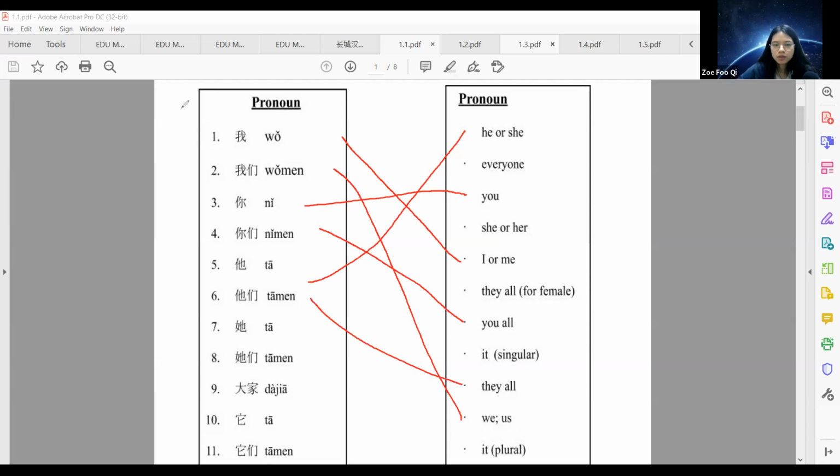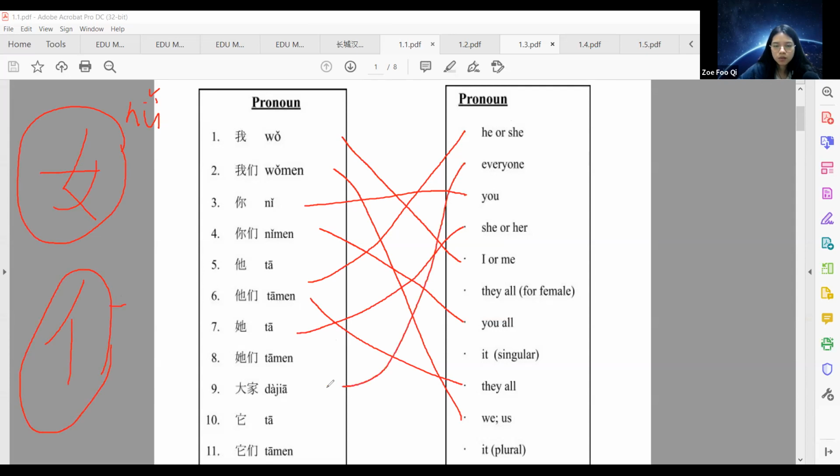This one is the girl. So this one you need to take note. This one is 女, so it is something with the girl. Then this one is like the people. 他 is he or she or her. 大家 is everyone. 他们 will also be they for female. 他 is also for it. Then 他们 will be plural.